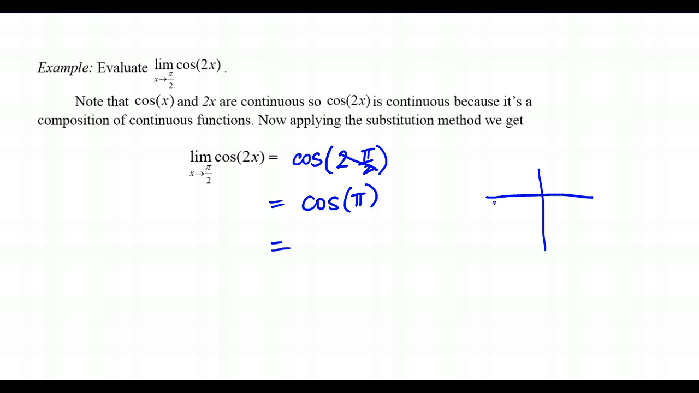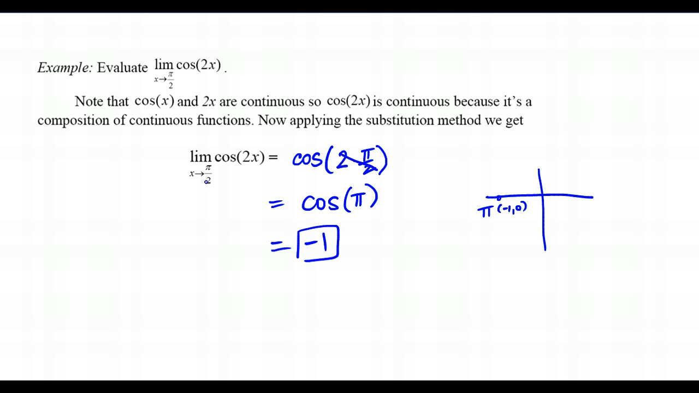So now we can apply the substitution method. We're going to take pi over 2 and substitute it into x. So this is cosine of 2 times pi over 2, which is the same as cosine of pi, since the 2's cancel. For cosine pi, let's draw a little unit circle. Pi is over here at the coordinate point -1, 0. Cosine is the x value, so cosine of pi is -1.